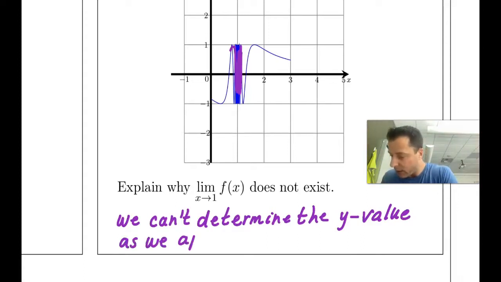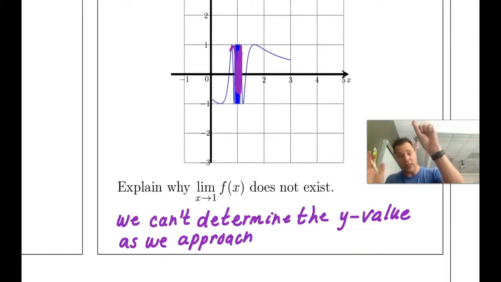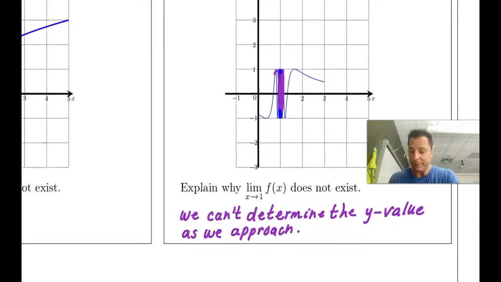As we get close to a number, let's say 1, if we're at 1.5, we lock in a number, but all of a sudden at 1.25 it's down here, at 1.1 it's up here, at 1.001 it's down. It just keeps ricocheting back and forth. We really just don't know what number it's approaching.